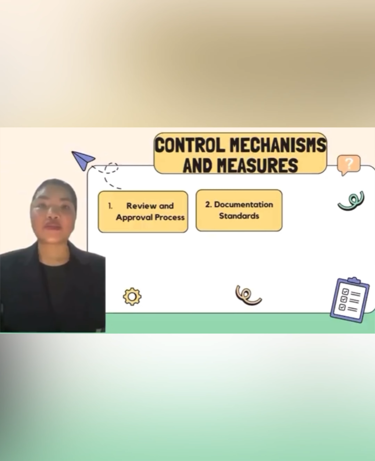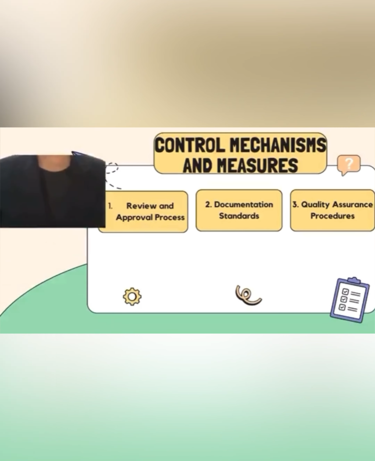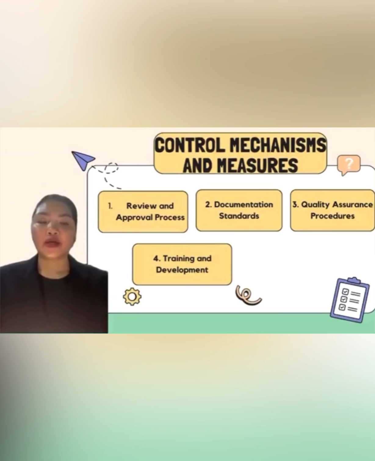Second, documentation standards. This establishes clear documentation standards for recording audit observations, ensuring that all relevant information is properly documented and supported by evidence. Third, quality assurance procedures. These implement quality assurance procedures to regularly assess the accuracy and completeness of audit observations. Fourth, training and development. This ensures that audit staff are properly trained in identifying, documenting, and reporting audit observations.